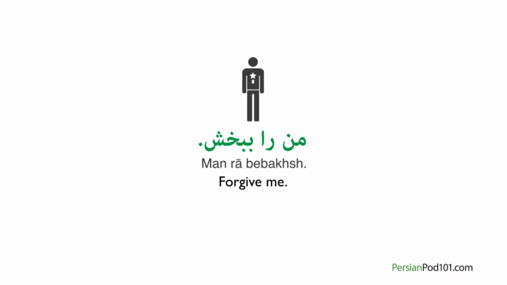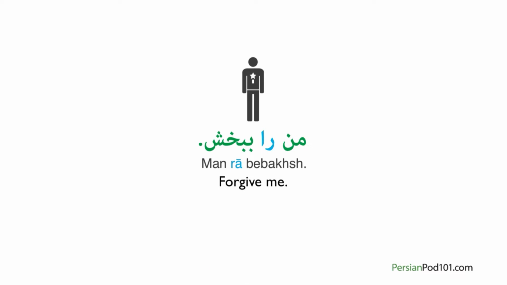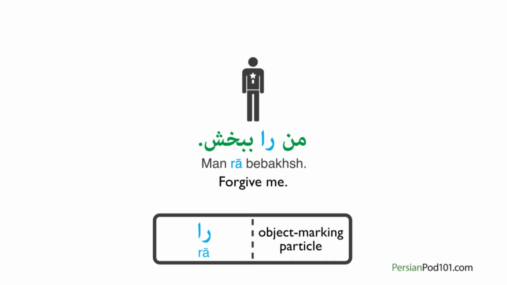Please note that the way we say this phrase is different than the way it's actually written. The proper way is من را ببخش. First we have the word man, or me. Next we insert را, which is always used grammatically after the object of a verb. In this case, it was me.